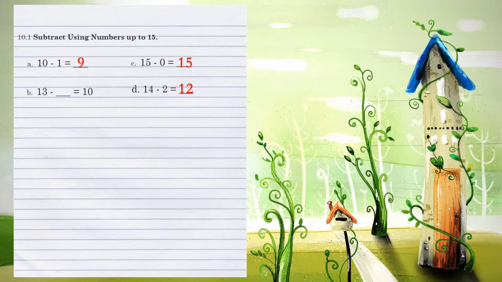Well, here the ones have stayed the same, so we're basically looking at the 3 and the 0. What would I have to take away from 3 to equal 0? You would have to subtract 3.